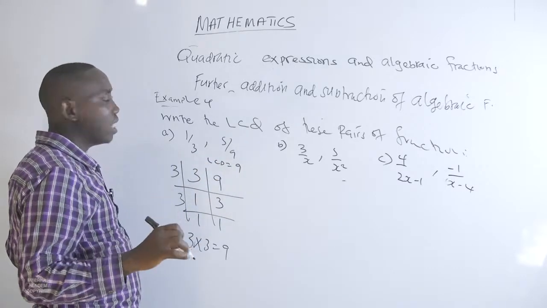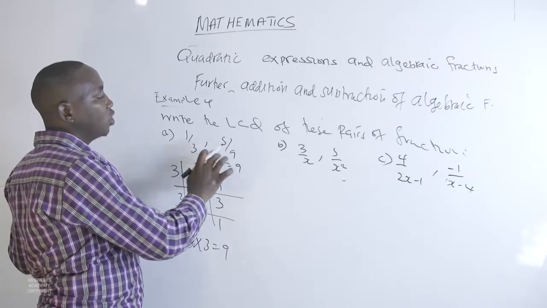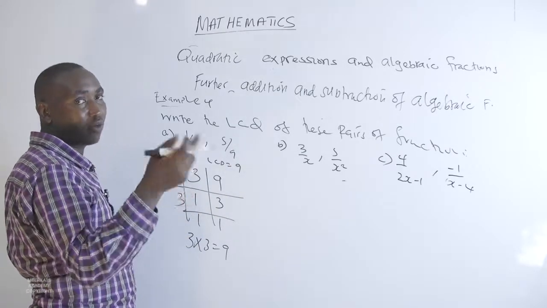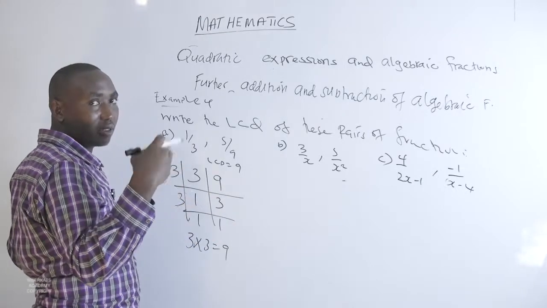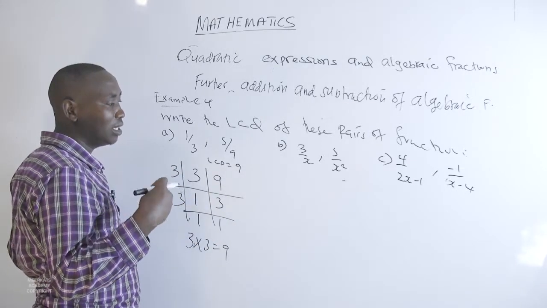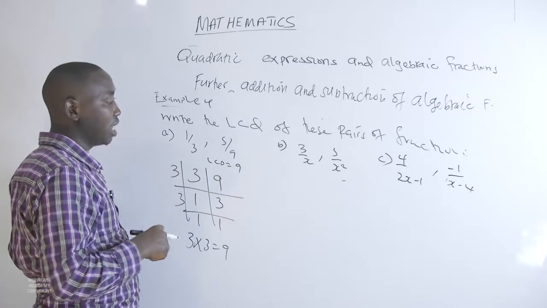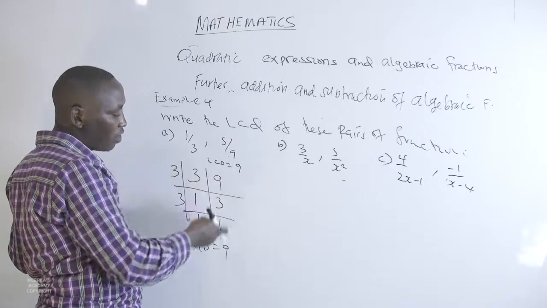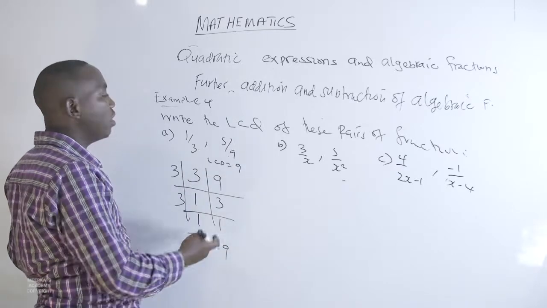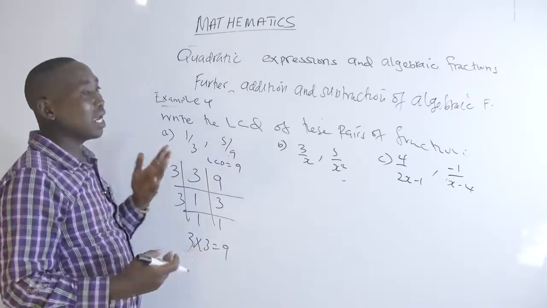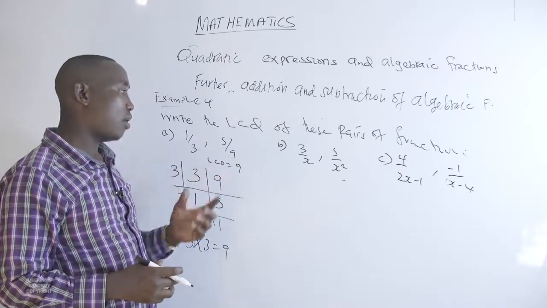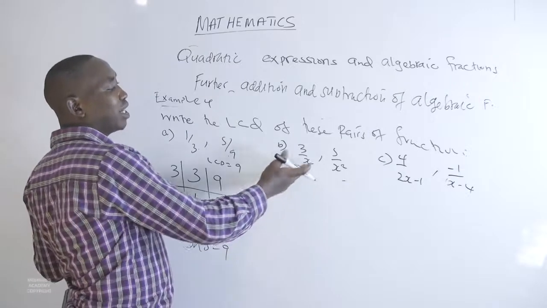We had also agreed that whenever we have two denominators where one number is a factor of the other, then you pick the highest number to be the LCD of those fractions. Like in this case, 3 is a factor of 9. Therefore, instead of coming up with a table, you simply pick the highest number, which is 9.